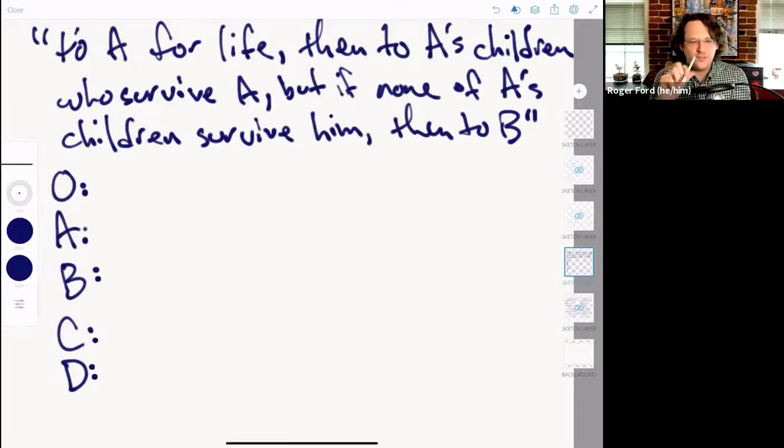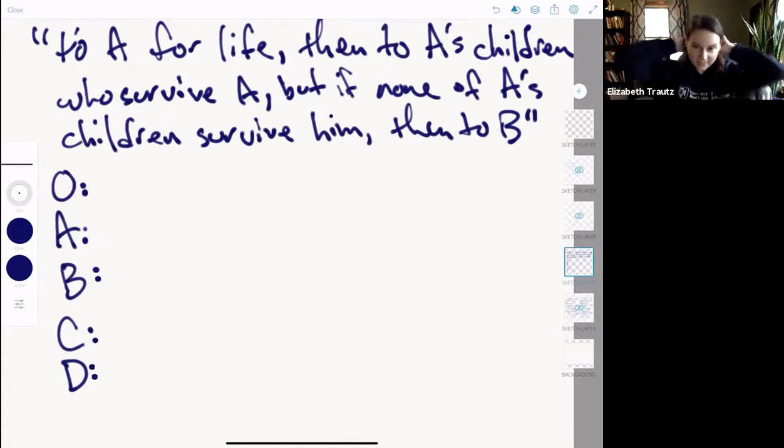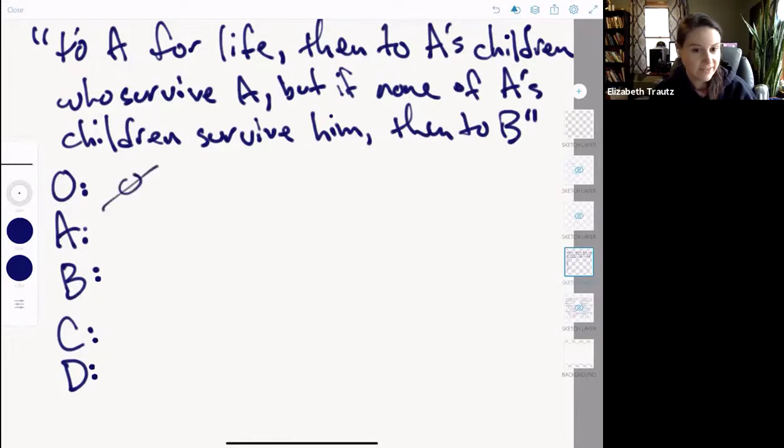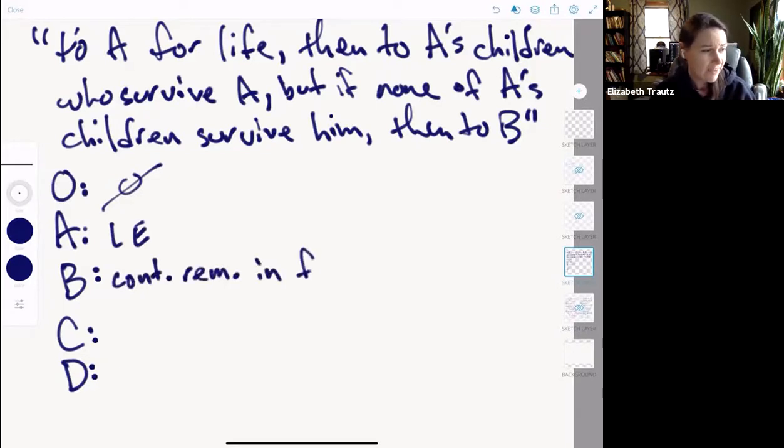Ms. Trouts? Okay, yes. So I'm thinking O has nothing. A has a life estate. B has a contingent remainder in fee simple, I hope. And both C and D, I hope, have a vested remainder subject to divestment in fee simple absolute.